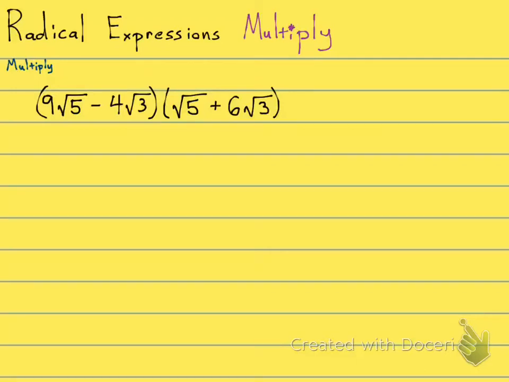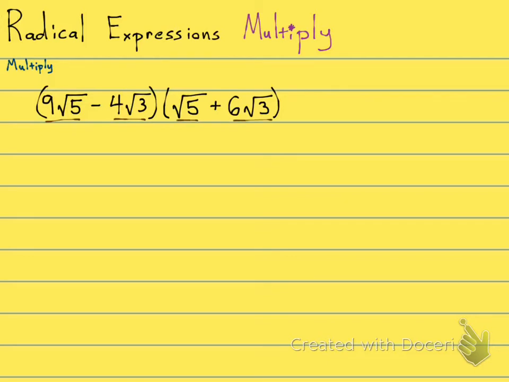All right, this problem is under multiplying radical expressions. We have two expressions here that are being multiplied, and they do contain radicals. So these are two radical expressions. And I'm going to look at these as a binomial times a binomial.